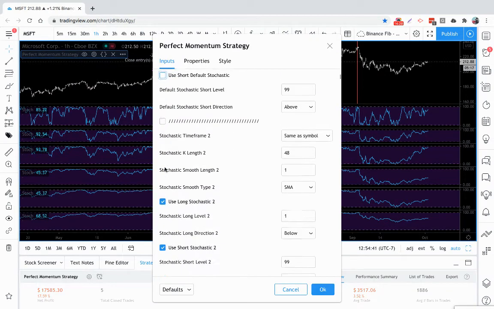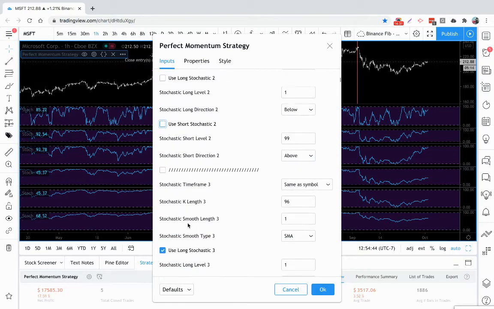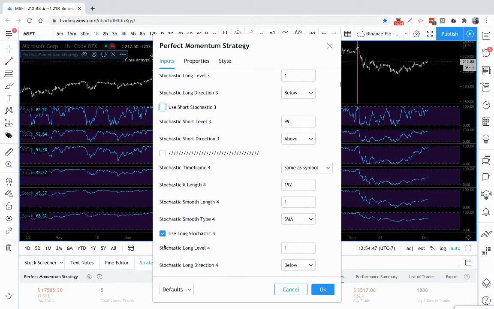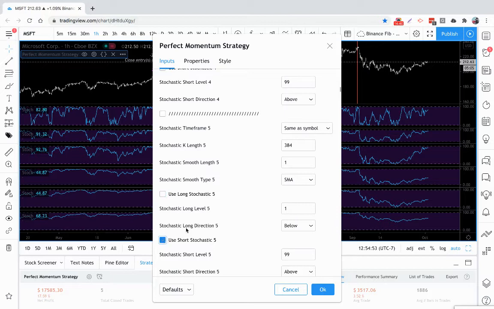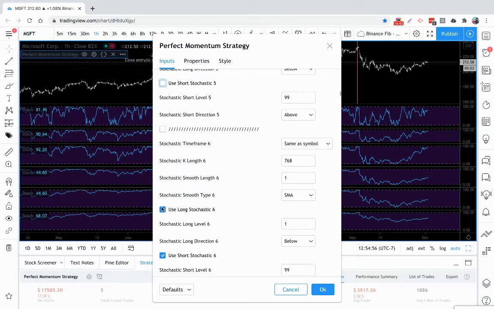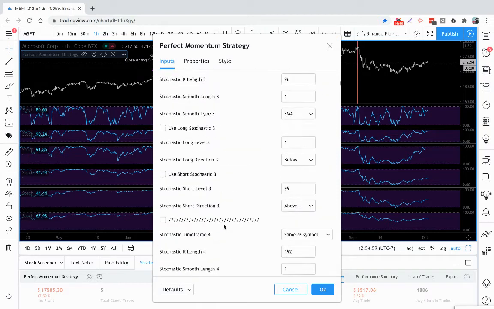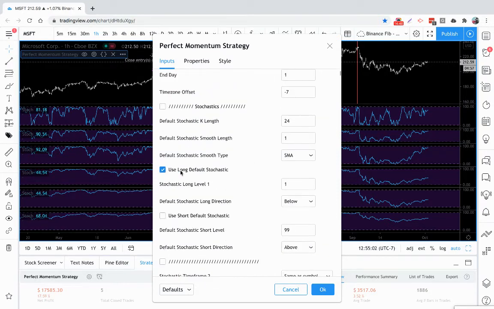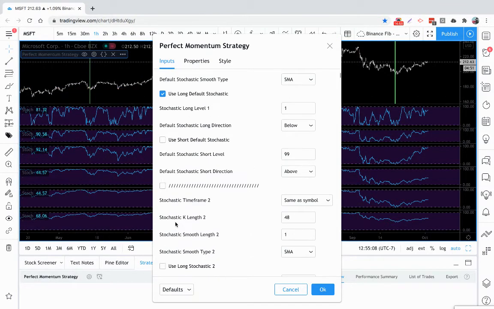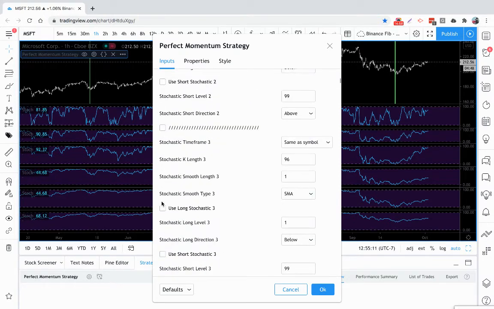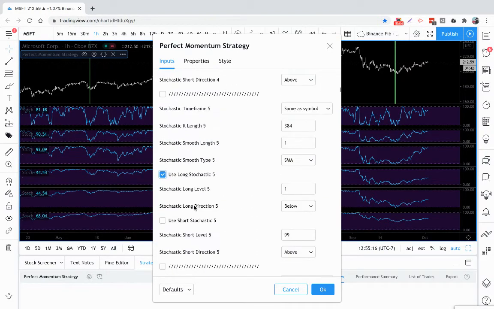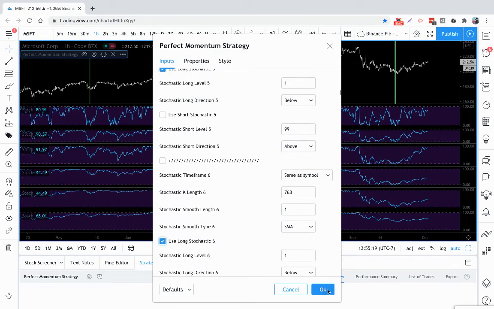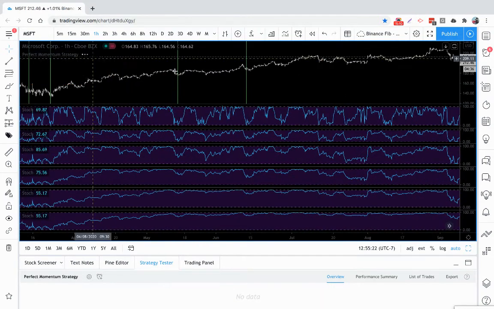You can also, if you don't want to use the exits, so let me show you this. Let's say you want to, let me just take these settings off first. Let's say you want to enter on very, very extreme oversold levels. So we're going to now select just use long stochastic. So we're going to be looking for anytime it goes beneath 1, and we're going to do that for all the stochastics. So we want to look for really, really extreme oversold levels. We're going to let this calculate for a second.